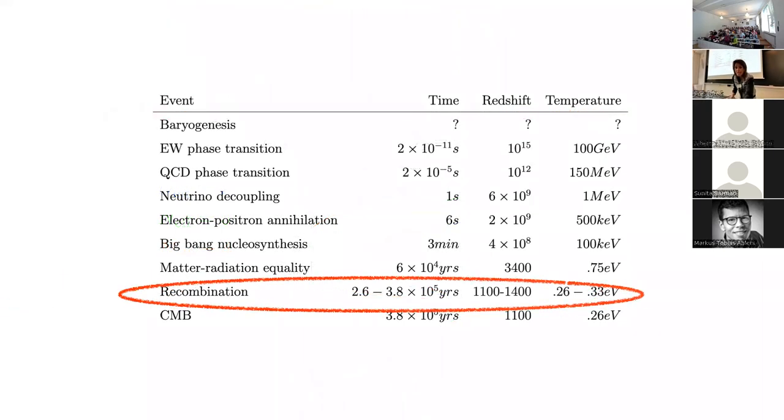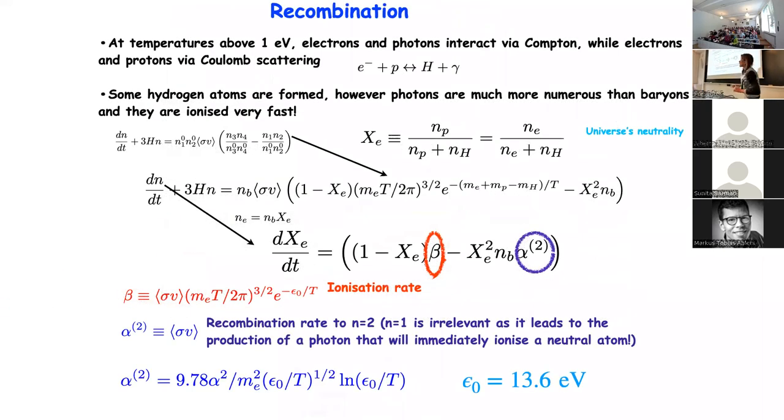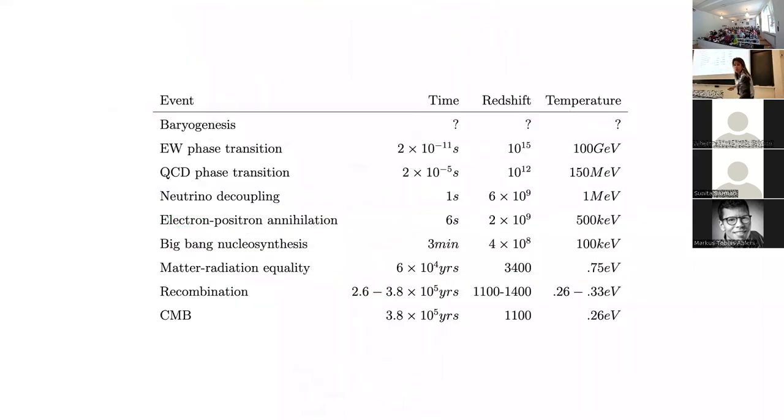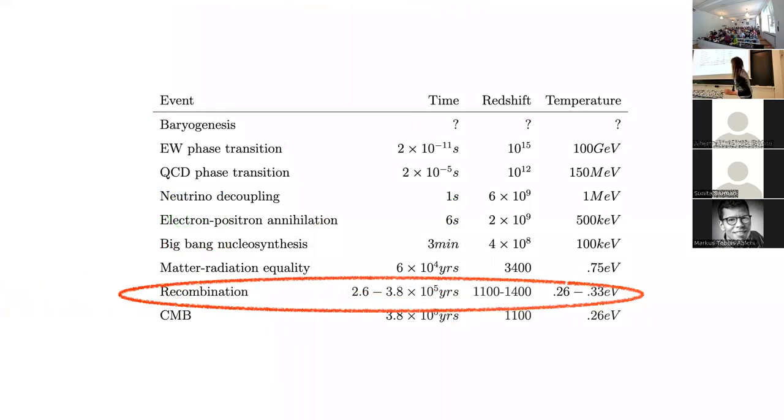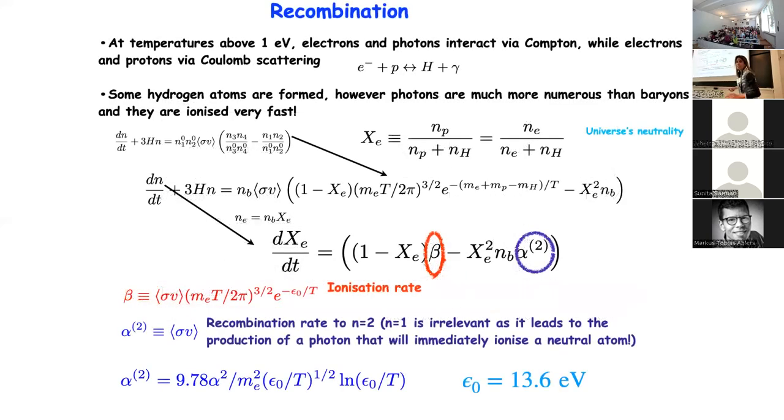So let's go now to recombination, the next period in the universe. Maybe I have gone too fast in this slide. So from the first 3 minutes in the universe, we are now when the universe was 300,000 years old. Recombination. What happens at recombination is that basically electrons and protons combine to form neutral hydrogen, okay? Fine.